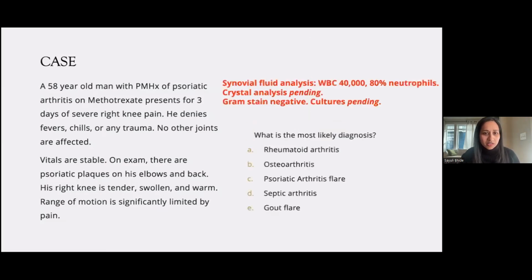So you get your arthrocentesis, and here's what you see. A synovial fluid analysis shows you a white count of 40,000 with 80% neutrophils. Crystal analysis is, of course, pending. So far, you have a negative gram stain, and cultures are pending. At this point, what is the most likely diagnosis? If we could launch another poll, that'd be great.